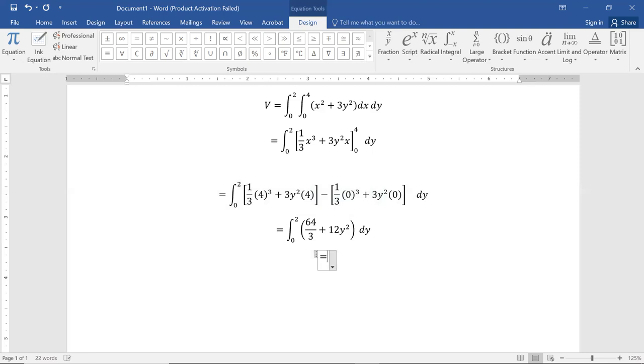When I do integrate that with respect to y, I'm just going to take the antiderivative, that's 64/3 times y plus 4 times y to the third. Again, I'll plug in 2 and I'll plug in 0. Plug in 2 first. That's 64/3 multiplied times 2 plus 4 times 2 to the third.